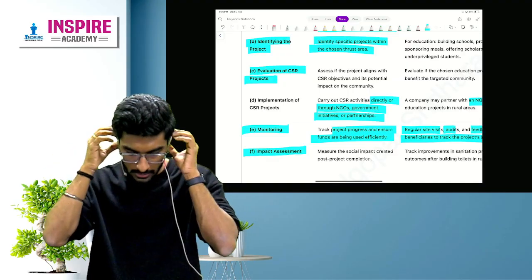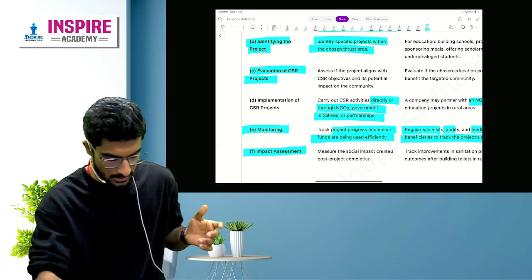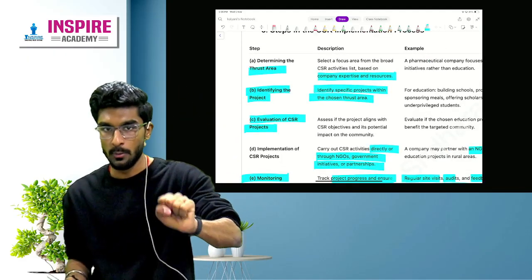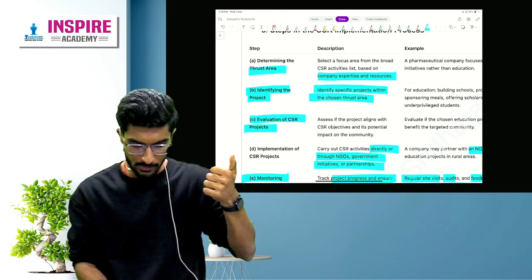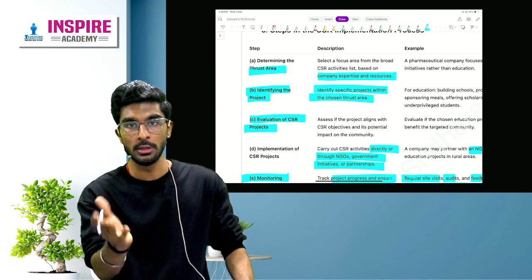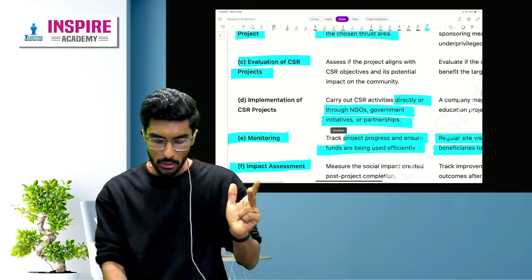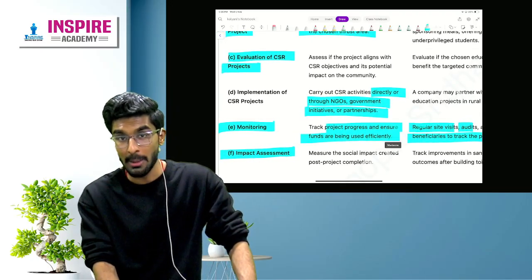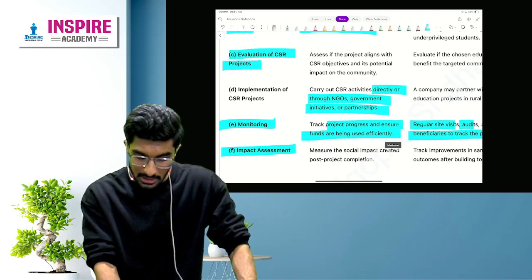Yes. So number one is where I'm going to determine the thrust area, which aspect I want to contribute to. Now that I have identified the aspect, I'm going to choose projects in that aspect. Then, people, I'm going to do the CSR evaluation of the project. Am I really going to create value or not? Number 3, I'm going to ask myself.